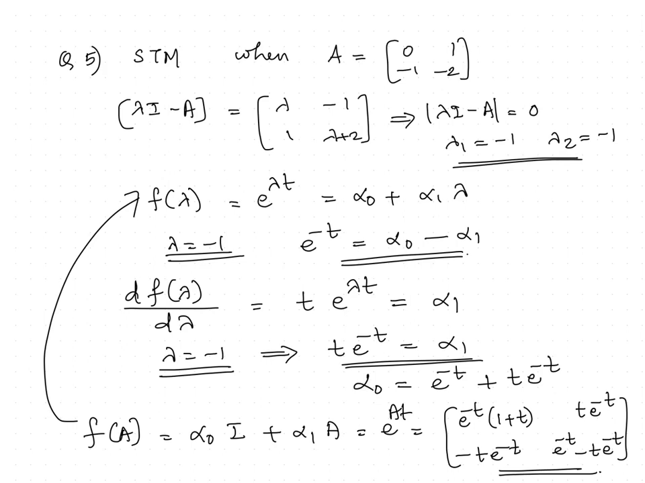So this problem has some significance because it deals with repeated eigenvalues. You should keep in mind that when we have repeated eigenvalues, first we consider f of lambda and then we consider d by d lambda of f of lambda.